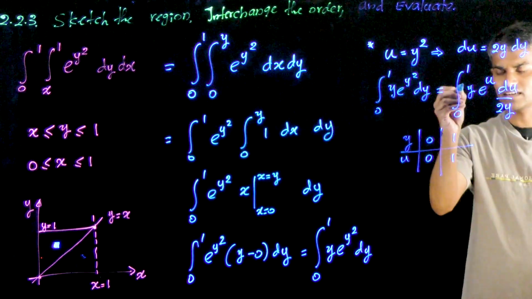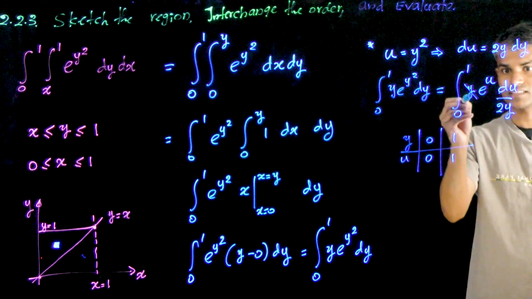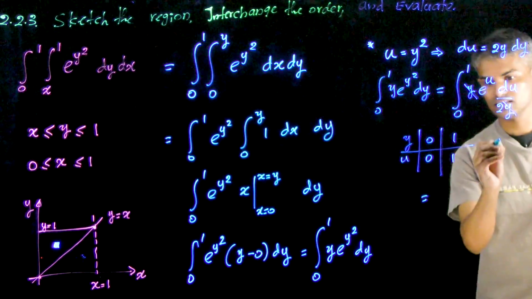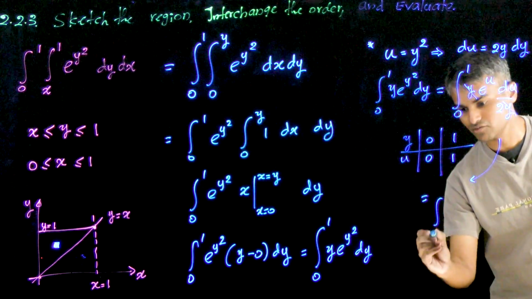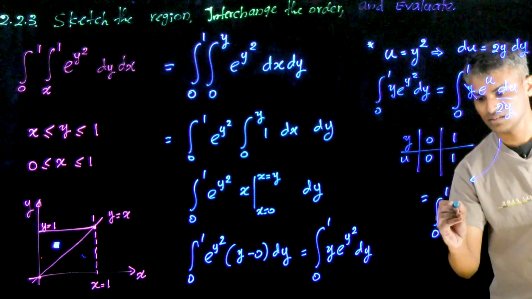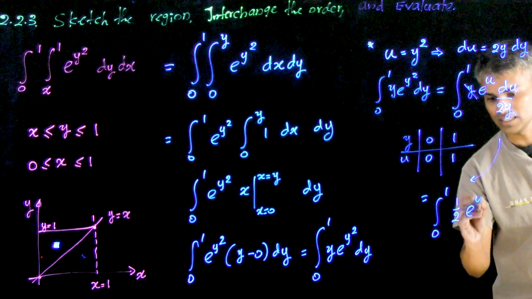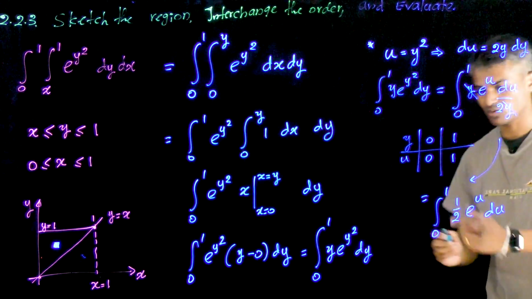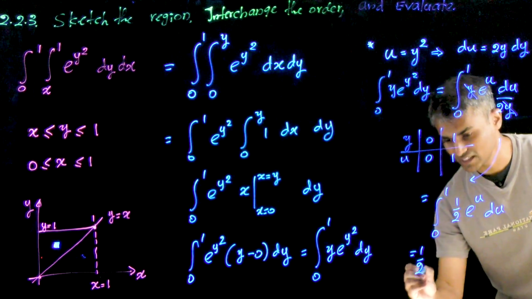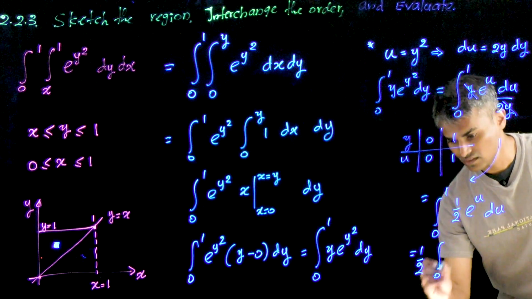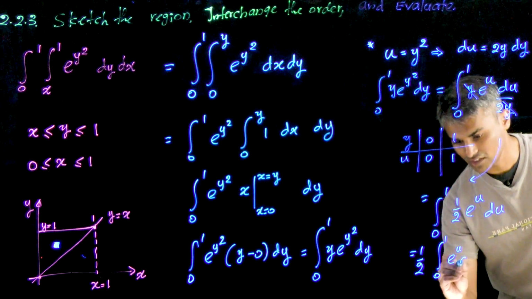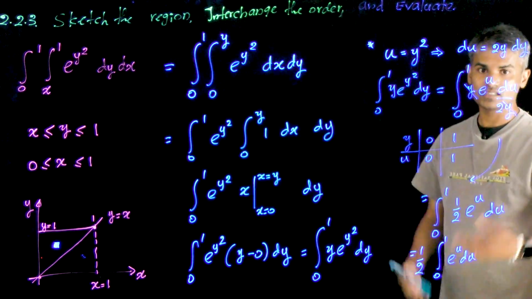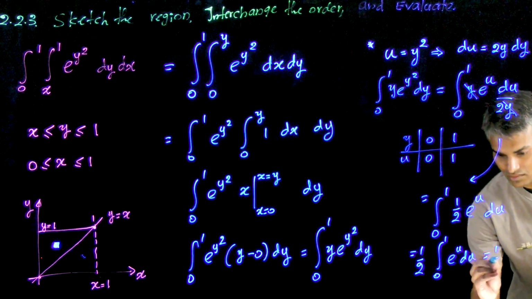Now, fortunately, we can simplify this integrand. We can cancel this y with this y, and basically you will get integral from 0 to 1 of 1/2 e to the u du. But 1/2 is a constant, and we can pull out a constant from the integral sign, then you will get e to the u du. Okay. Now, integral of e to the u is e to the u, the same function.